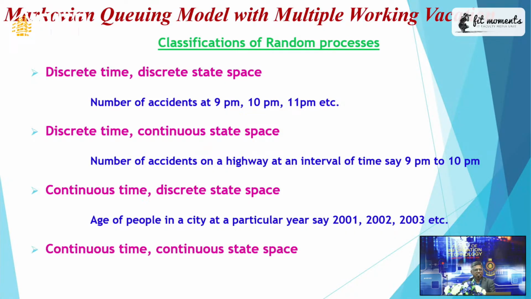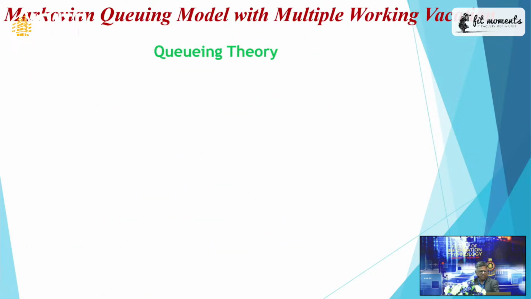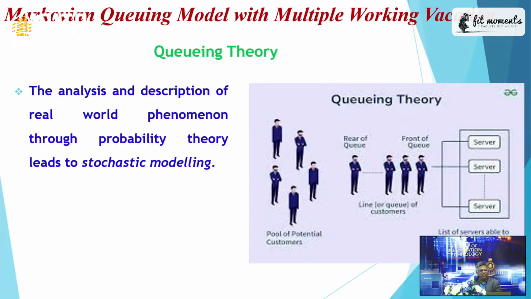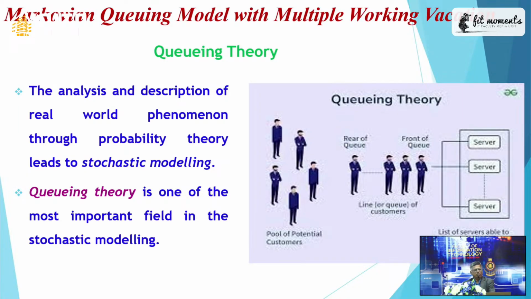Next one is continuous time, continuous state space. That is an interval. What is the example? Age of people from a particular time, March 2013 to March 2014. This is the particular period we noted: continuous time, continuous interval. Most generally we use queuing theory. The analysis and description of real world phenomena through probability theory leads to stochastic modeling. Queuing theory is one of the most important fields in stochastic modeling.